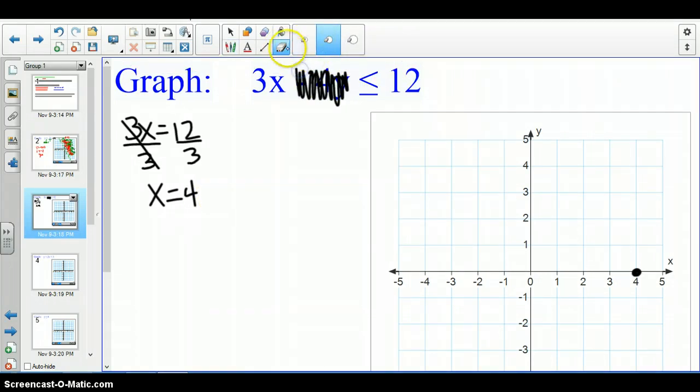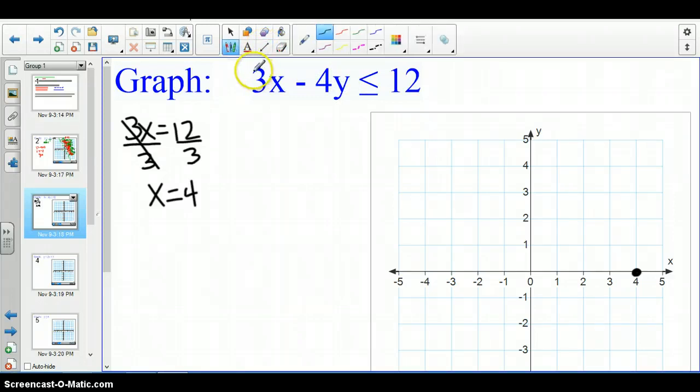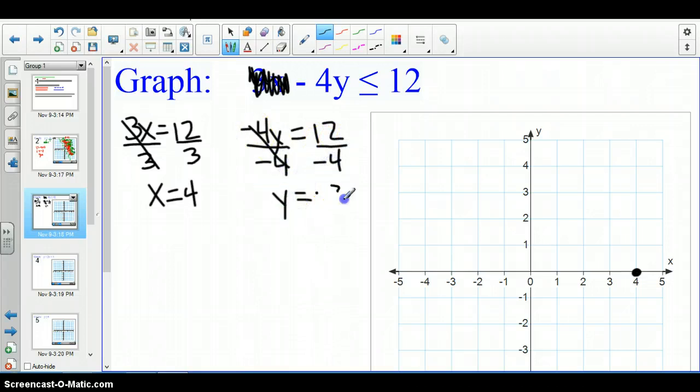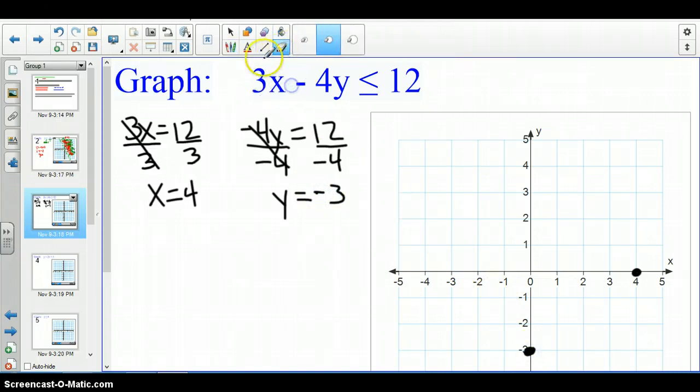Then do the same thing. Plug 0 in for x, find your y-intercept. So that's gone. So you have -4y greater than 12. Divide by -4. You have y equals -3. So I'd go and plot that. Now we could draw our line. This tells me it is going to be a solid line. So I'm going to draw a solid line.